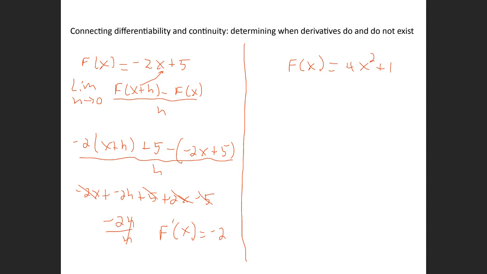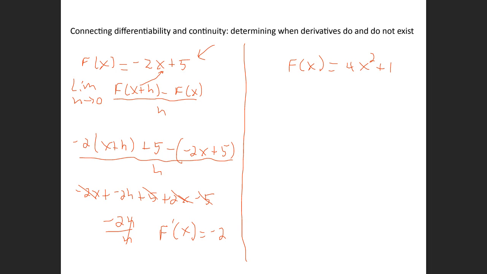So, can you tell me what the slope is when x equals 10? -2. What is the slope when x equals 20? How about 30?